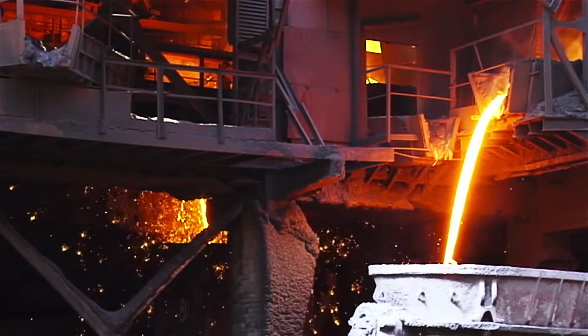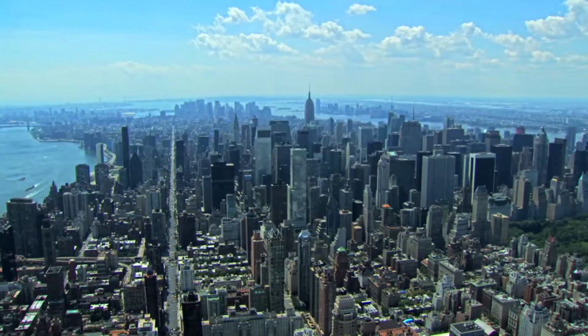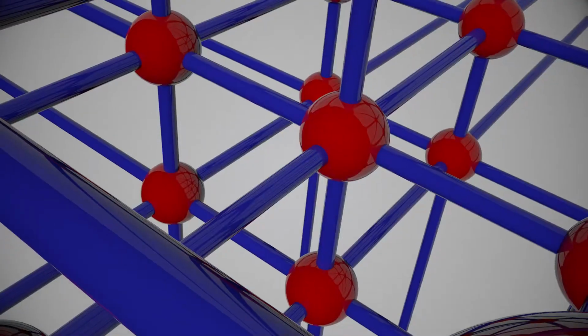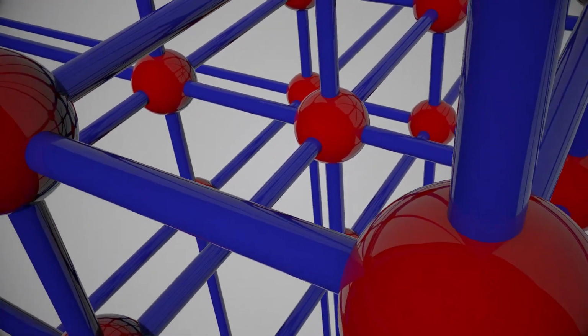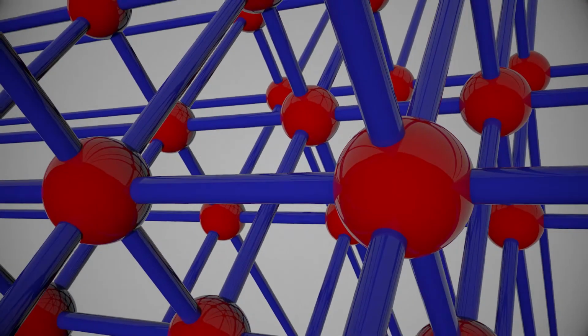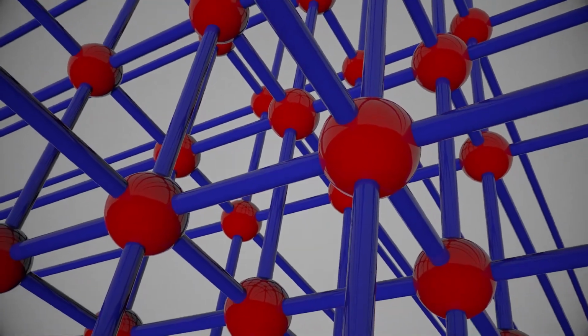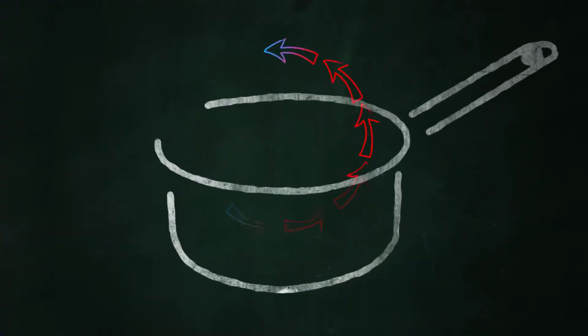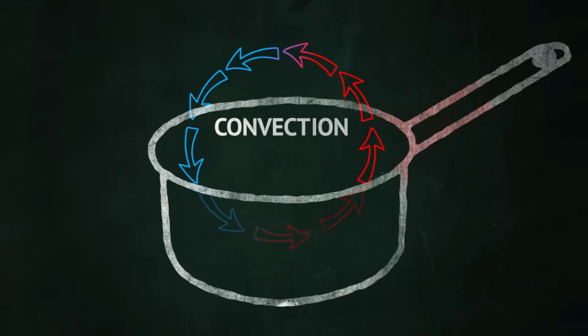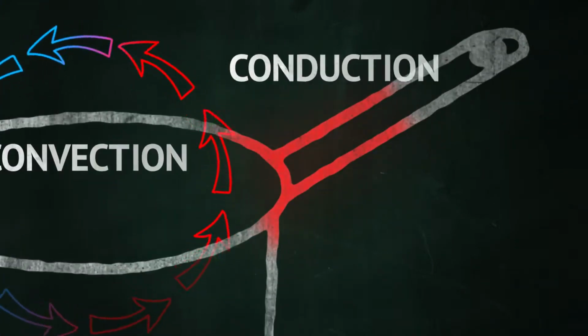Let's begin with heat. Everything in the world is made up of molecules. Heat is produced by the movement of molecules. There are three methods that heat can use to transfer from one thing to another. The first is convection, the second is conduction, and the third is radiation.